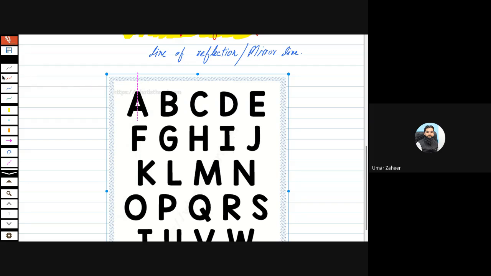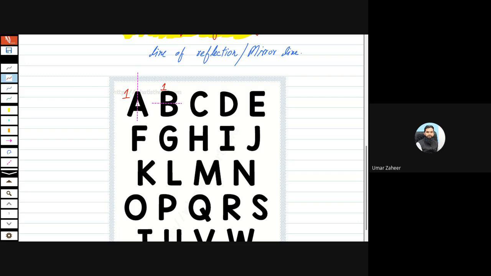Afan, can you please tell me how many lines of symmetry are in B? Sir, one. We have one line of symmetry, and that is horizontal. We have one line of symmetry here as well.